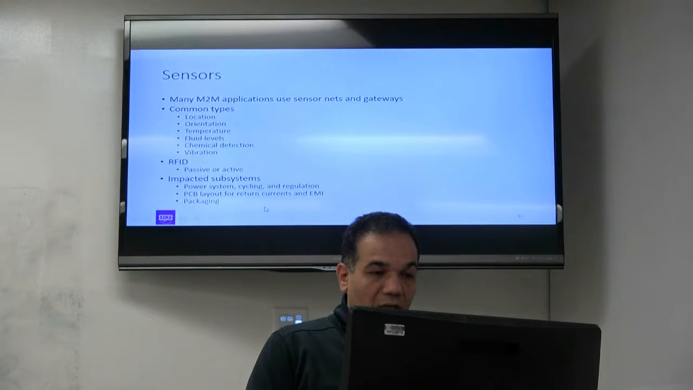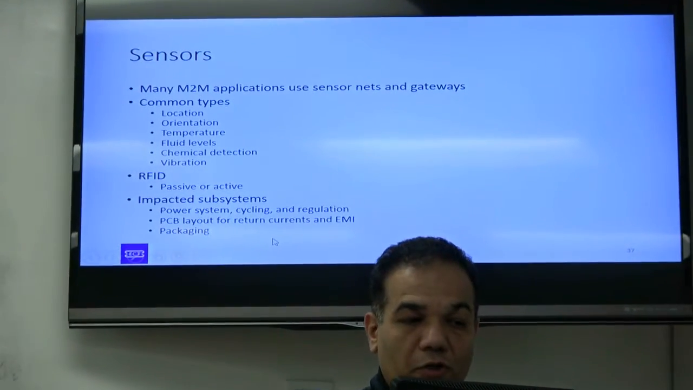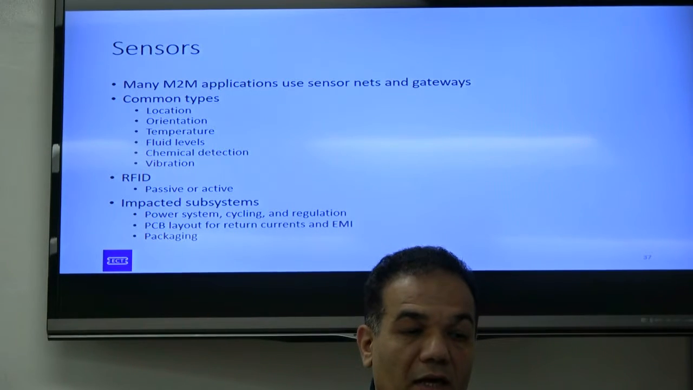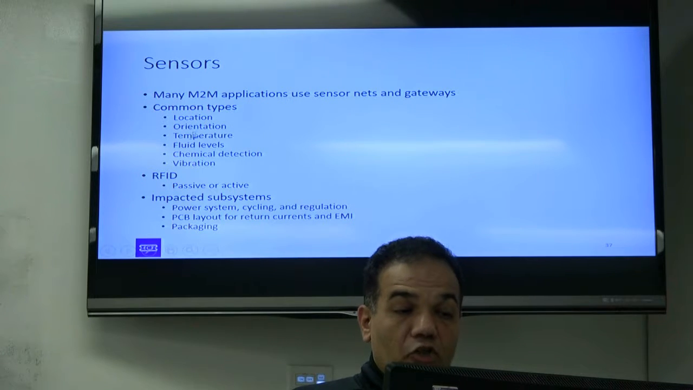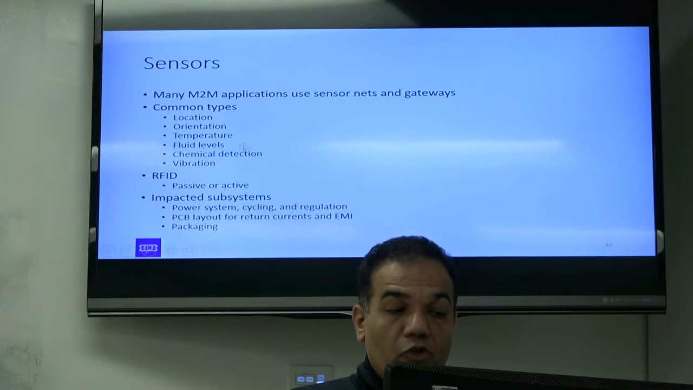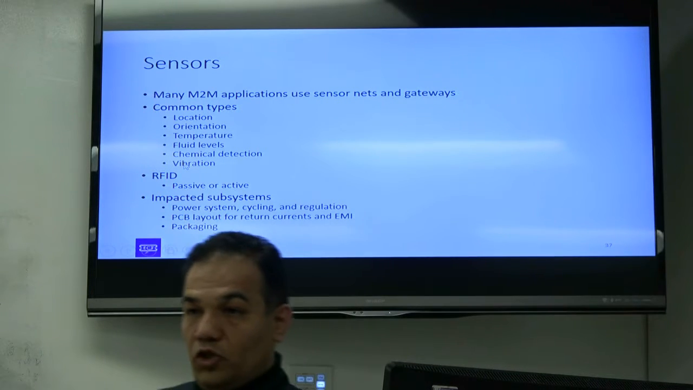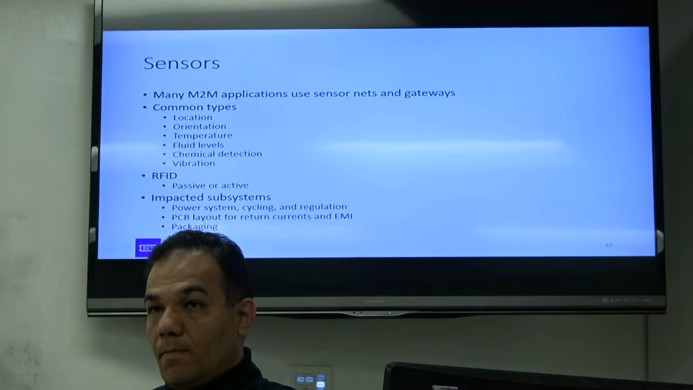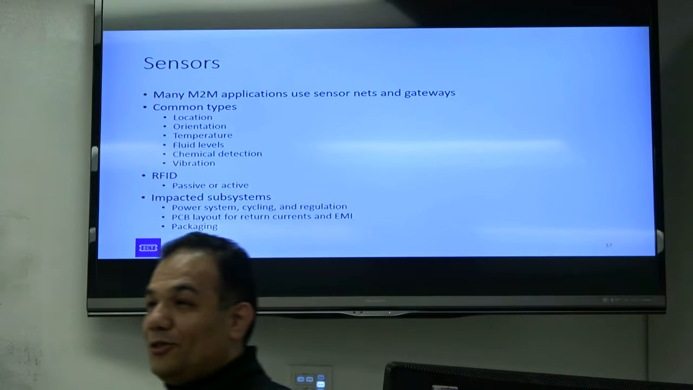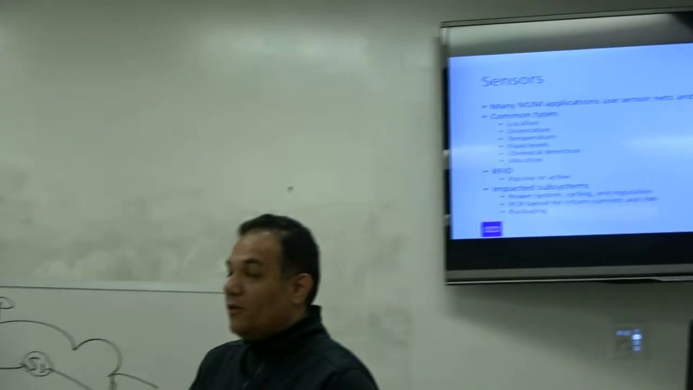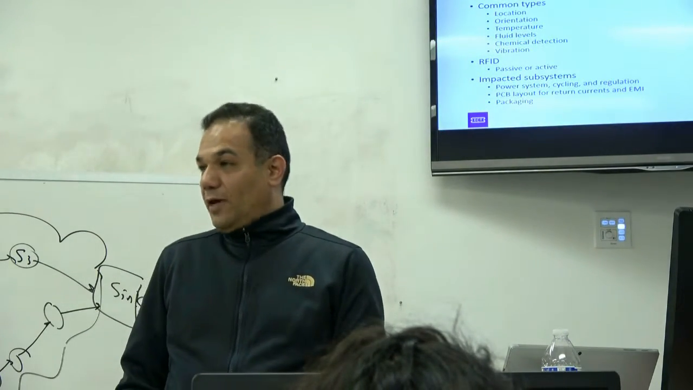Okay, anything. Sensors. There are so many kinds of sensors, thousands of sensors that we could use. So many applications use sensors, sensor nets and gateways. Common ones detect time, location, orientation, temperature, fluid levels, chemical detection, vibration, etc. Every sensor has a function to detect something. If you look at sensors just to check temperatures, there are maybe thousands of them. What are the levels? The temperature of a volcano is different from the temperature in your house, right?